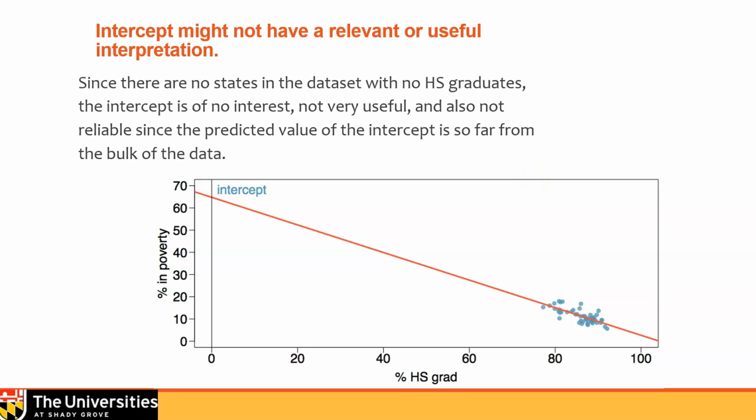The important thing for us is that even though we calculate the intercept and we've said that we've got an interpretation, sometimes that interpretation is not particularly relevant or useful to us. They're saying here, because there are no states in the data set with no high school graduates, the intercept isn't really valuable in terms of predicting.